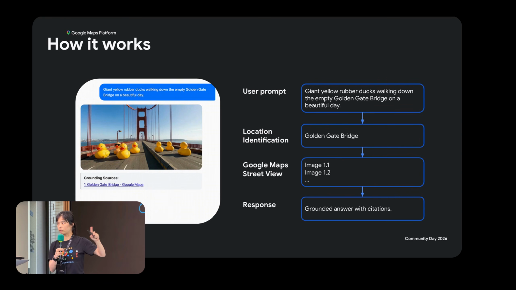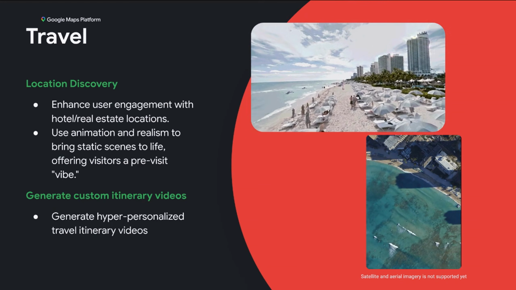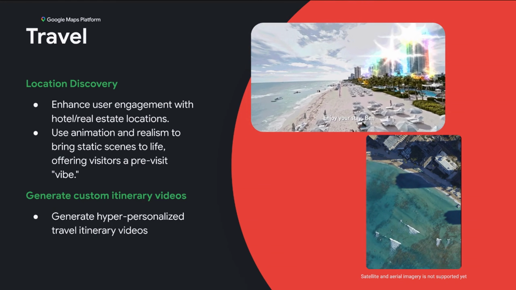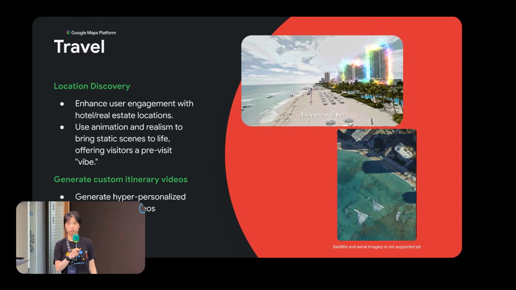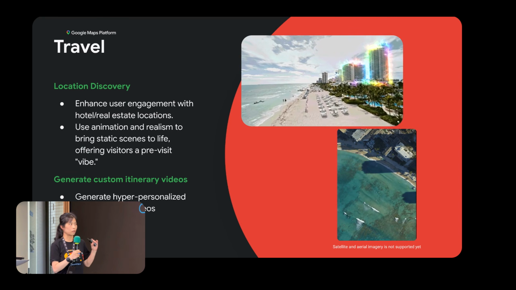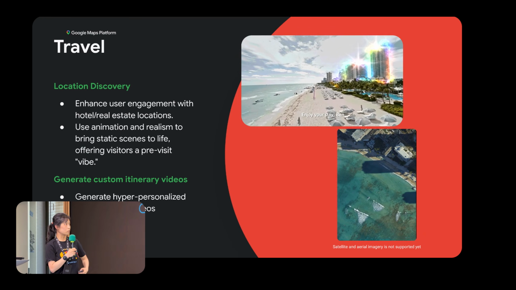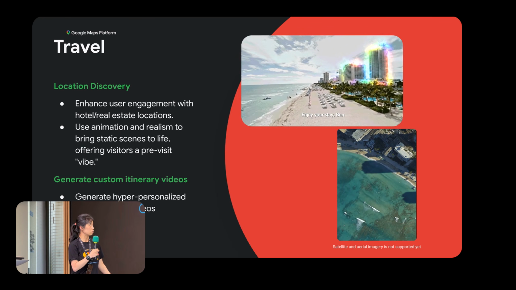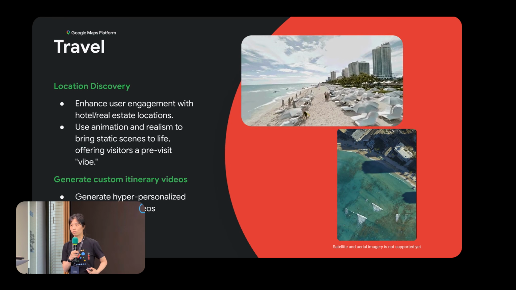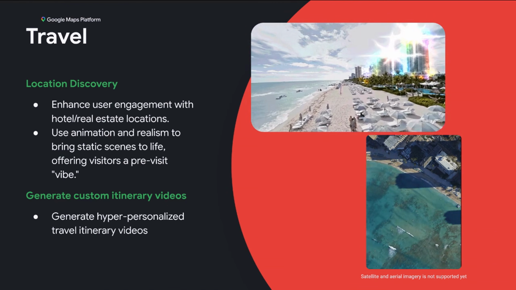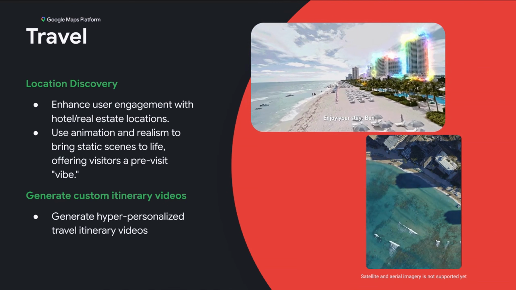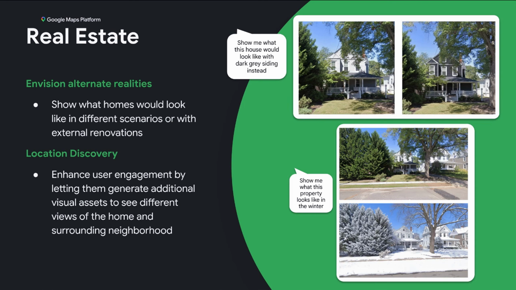In Genie, the user prompt part is replaced by an image picker, so you can actually choose the exact image and frame your shot. So here are some use cases for travel. You can enhance user engagement by putting them right where the location is, and you can use animation and effects to bring some scenes to life, giving them more of an experience. You can generate hyper-personalized itinerary videos.